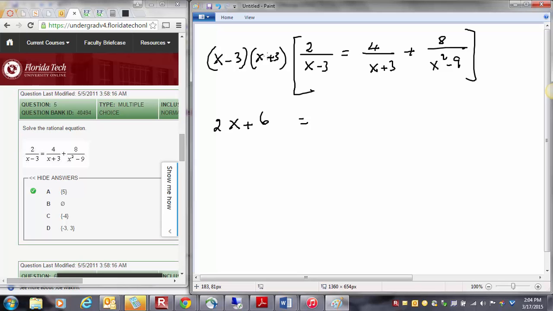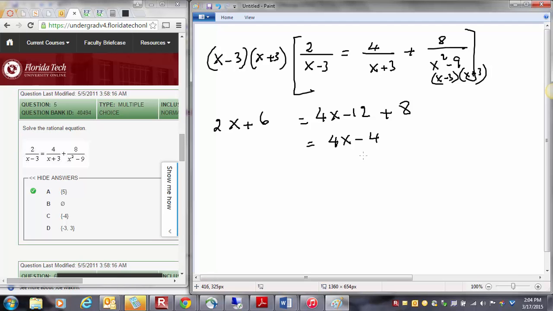Multiplying this by x minus 3, x plus 3, the x plus 3 will cancel, and 4 times x minus 3 is 4x minus 12. Multiplying x minus 3, x plus 3 by the last term, everything will cancel because this is the same as x minus 3, x plus 3. So everything will cancel, and then we end up only with 8. And this is a simple linear equation. So when we solve a linear equation, we move the x to one side and we move the numbers to the other side. So negative 12 plus 8 is negative 4.